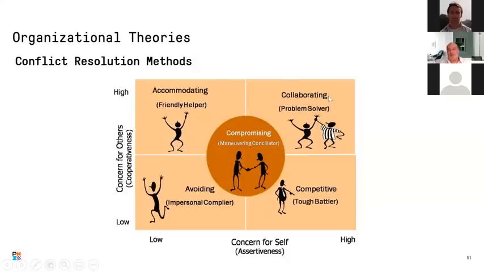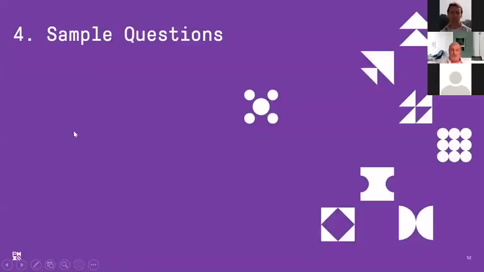And this is why it is the best. Compromise, yes, it's in the middle, but this is not the best. The best is in here, where I have high concern for myself and high concern for others. Low concern for self and low for others is avoiding, because it does not really help the others. But low concern for self and a high concern for others is accommodating. So I will listen and I will do what the others are saying without really discussing or going through this.